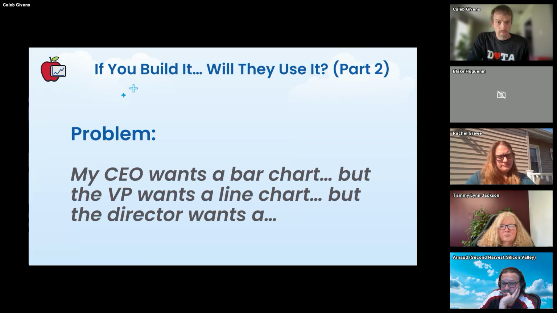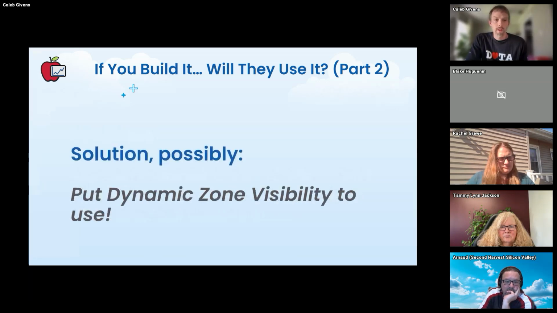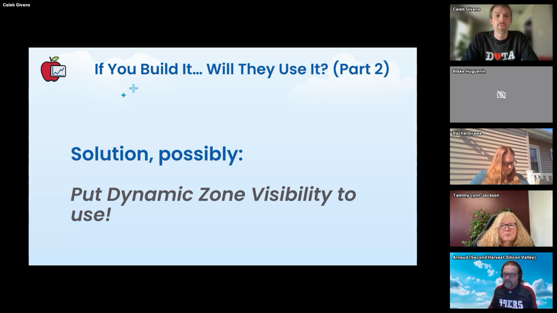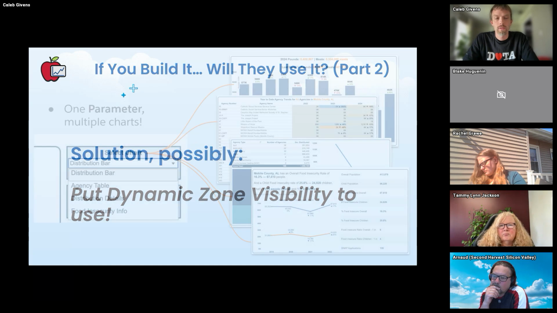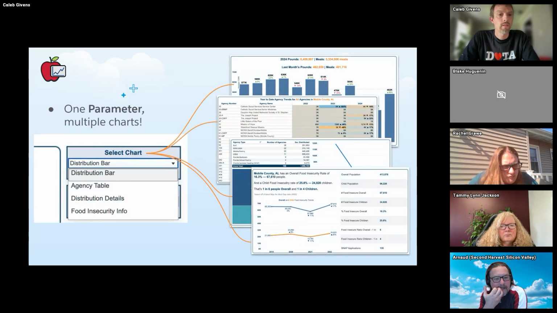So one possible solution to this is utilizing a feature in Tableau called dynamic zone visibility. This is a relatively new-ish feature. I believe it came out a little while ago. Before, there was a workaround for this, commonly referred to as sheet swapping, where you could change out sheets on a dashboard and not have it take up any more space. So dynamic zone visibility does that, and it's quite a bit easier. So I'll just walk you through the technical parts of this.